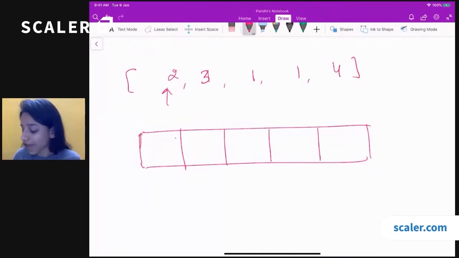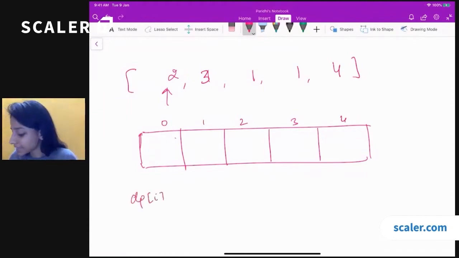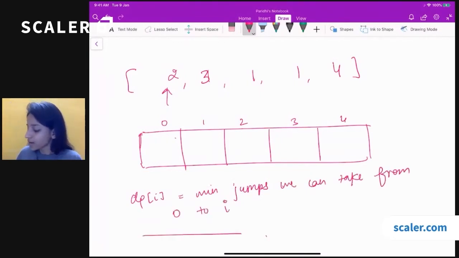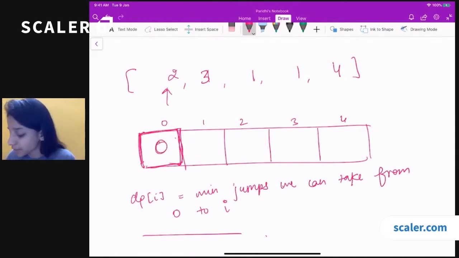For the DP solution, we have created the DP array. Let's name the indices 0, 1, 2, 3, 4. So dp of i signifies the minimum number of jumps we can take till that particular position, from 0 to i. If we are standing at this position, considering it as the last index, we don't have to take any jump, so this will be 0, right?